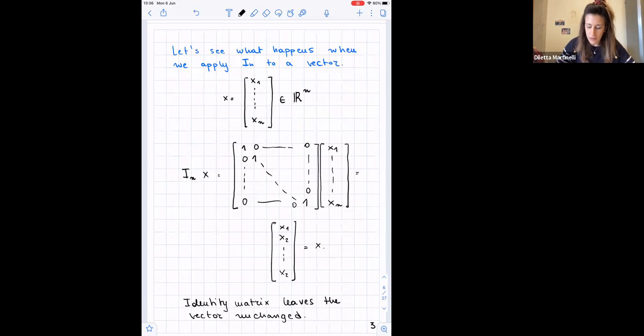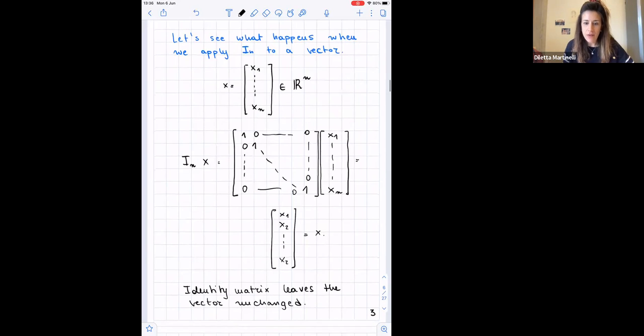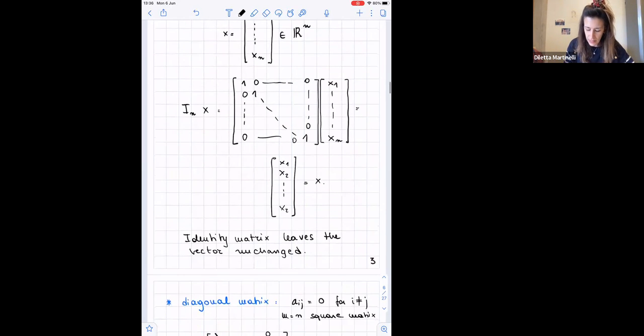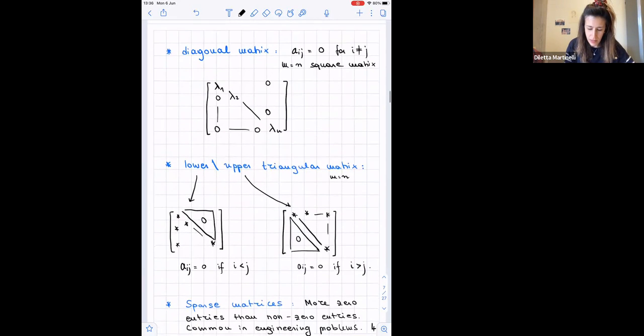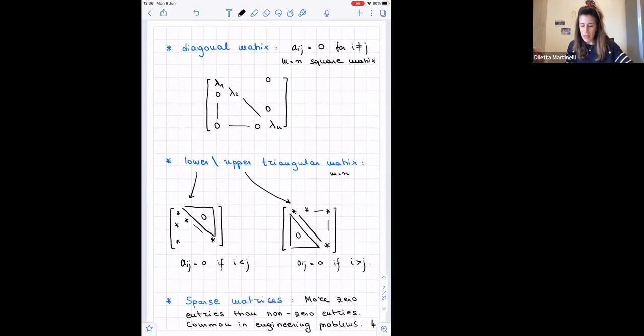Let's proceed with other special matrices. So do people understand how to multiply a matrix and a vector together? I assume so. Then other matrices that have a special form.